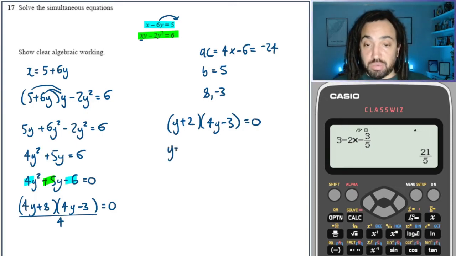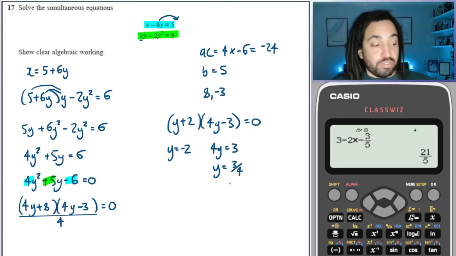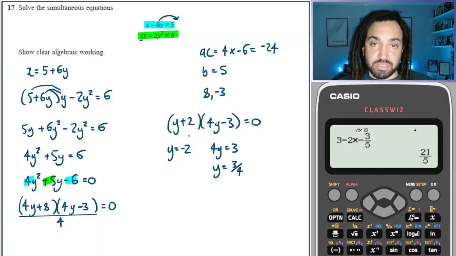Okay, so y equals minus 2. And over here, 4y equals 3. So y is equal to 3 over 4. Right, now we need to find the corresponding x coordinates. Now sometimes people make a mistake. If they've subbed in x and they've solved a quadratic, they're so used to solving quadratics in terms of x, they forget that actually these are the y values.